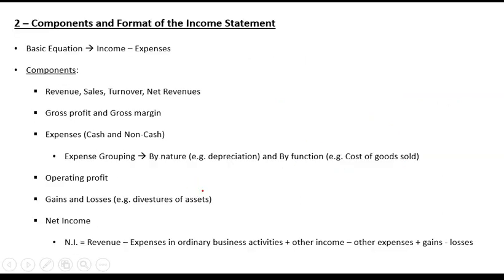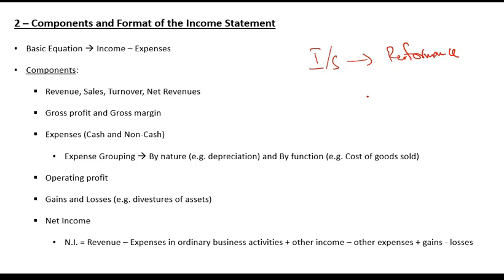So let's start with the basic understanding. I will just go through it quickly because this is something that we have discussed in previous classes as well. So why do we analyze the income statement, or what is the major purpose? The major purpose is to analyze the performance of the business, that is, how the business has performed over a specific period of time.